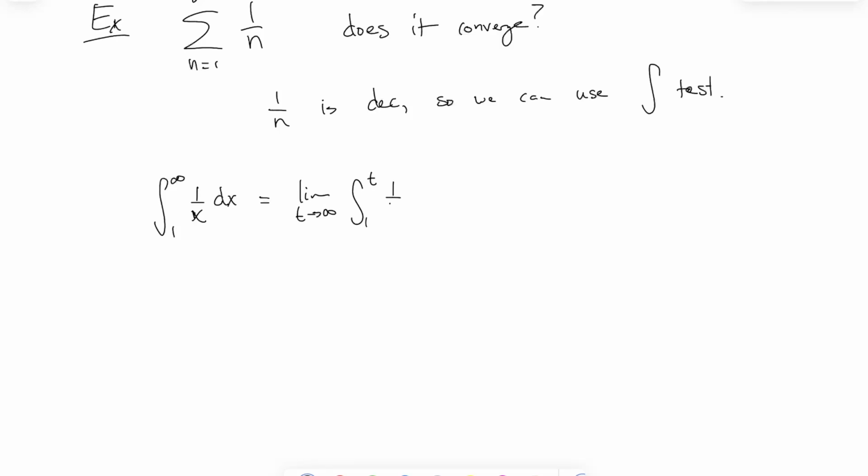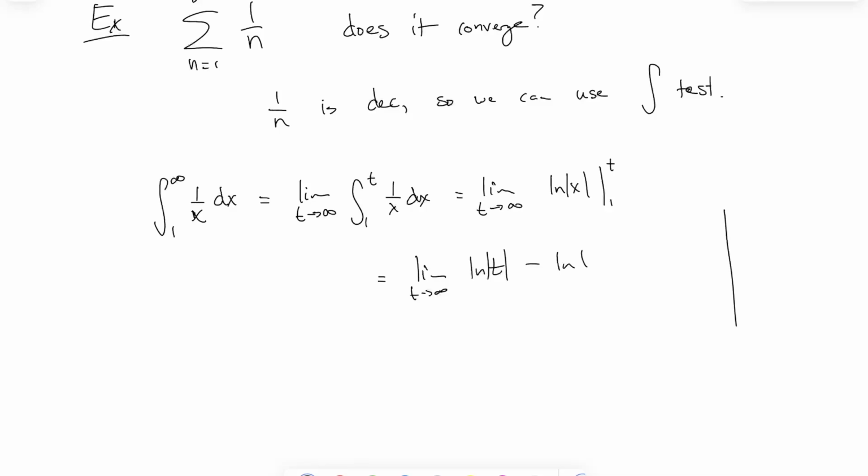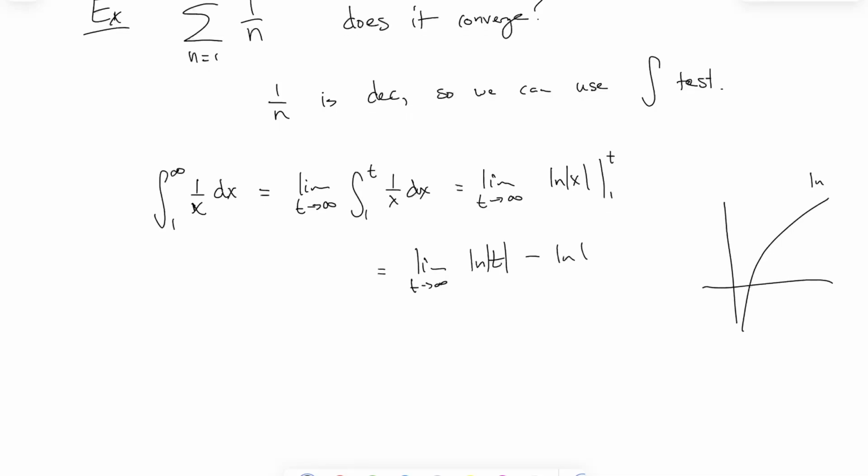Of course, we have to begin like this, turn it into a limit, and then do the antiderivative. Anybody want to shout it out? What's the integral of 1 over x? ln of absolute value x. Great. And then I have to plug in 1 and t. This becomes the limit as t goes to infinity of ln of t minus ln of 1. ln of 1 is 0, so that part doesn't matter. But ln of t, as t goes to infinity, remember the graph of ln looks like this. As t goes to infinity, this value does also go to infinity. So this right here diverges.